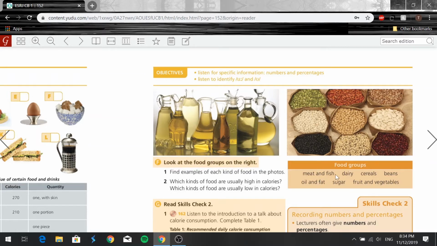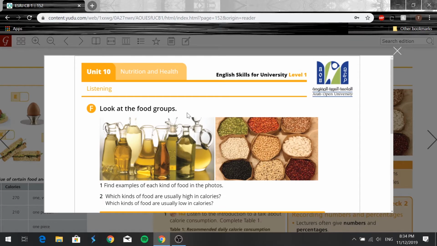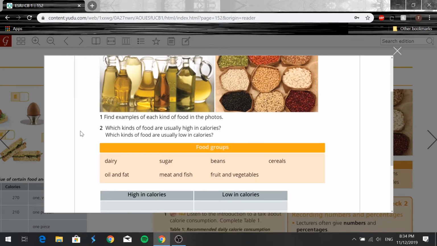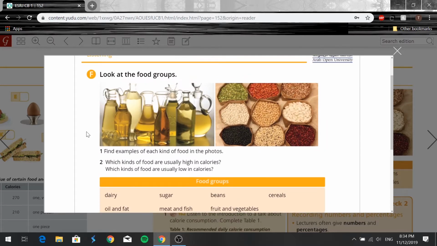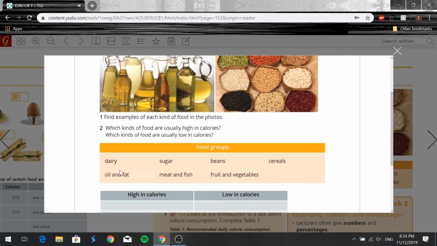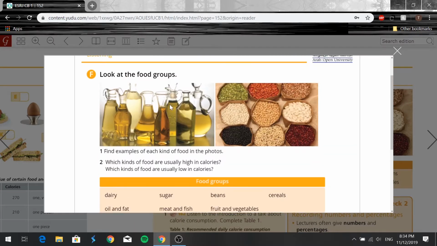So we have food groups: meat and fish, dairy, cereals, beans, oil and fat, sugar, fruit, and vegetables. Let me actually open this so we can get a better view. We have: find examples of each kind of food in the photos. Okay, so it doesn't seem that we have all the examples in the photos, but we have a few. So if I say oil and fat, by the way, fat here is the macronutrient. It's not actual fat that is stored in your body. There's a difference between fat that's stored in your body, the result of excess calories, and fat, the macronutrient itself.